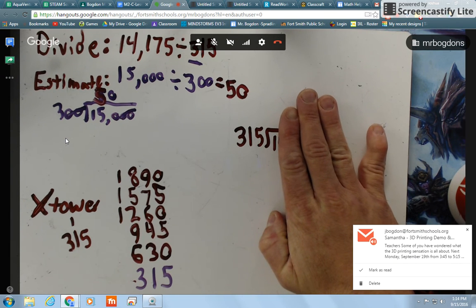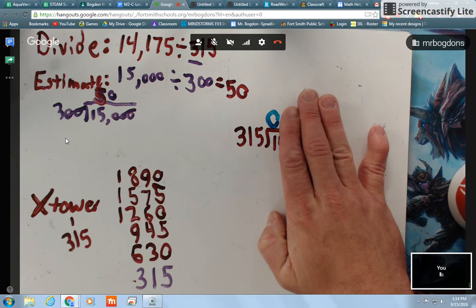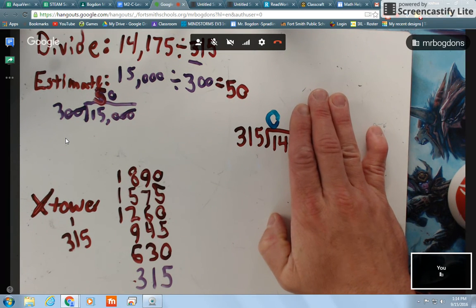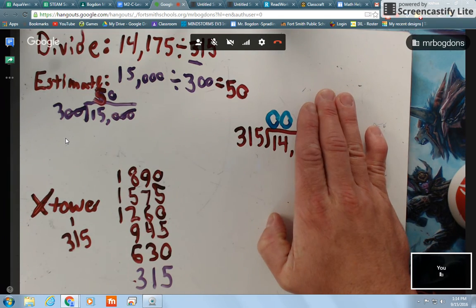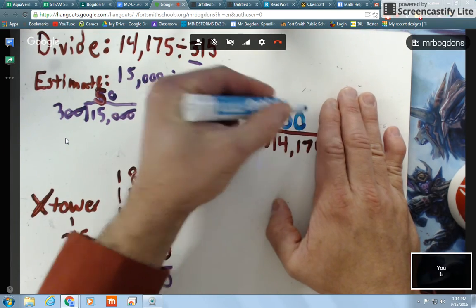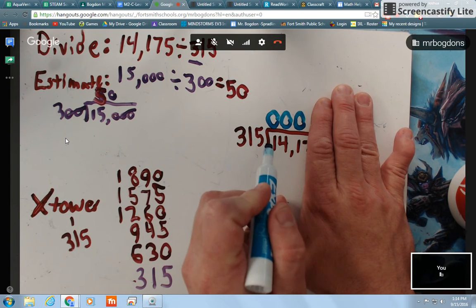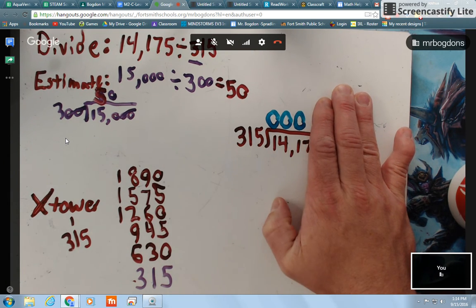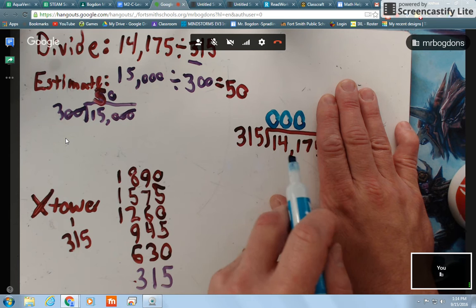How many times will 315 go into 1? 0. It will not. How many times will 315 go into 14? 0. How many times will 315 go into 141? 0. Why am I writing the zeros directly above the other numbers? Yes, place value, critical. Now, how many times will 315 go into 1,417?